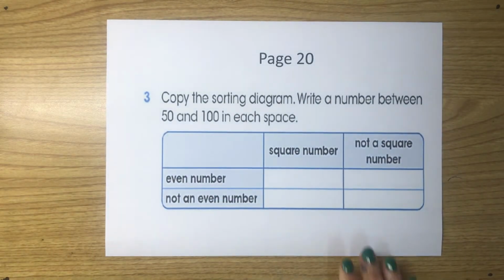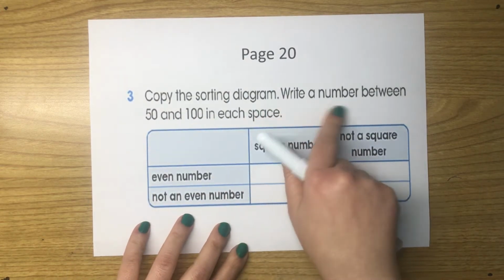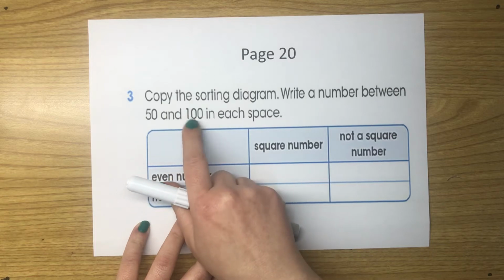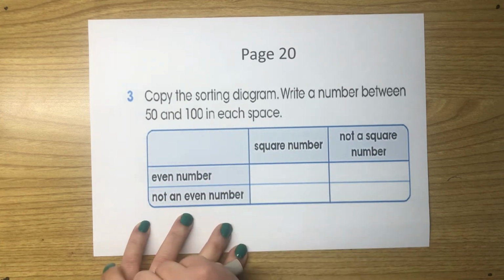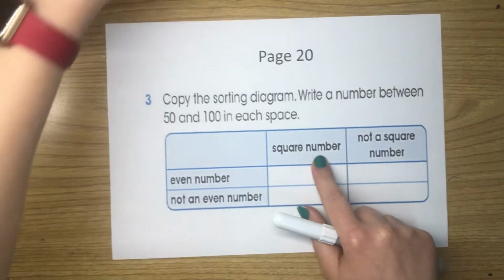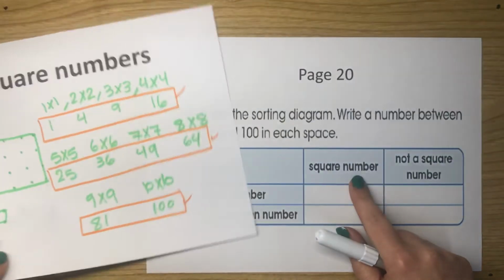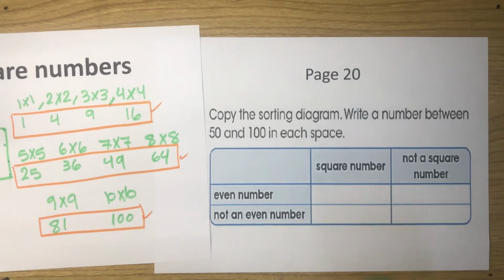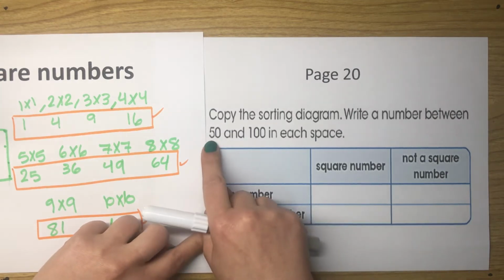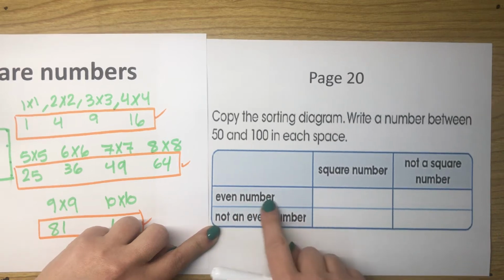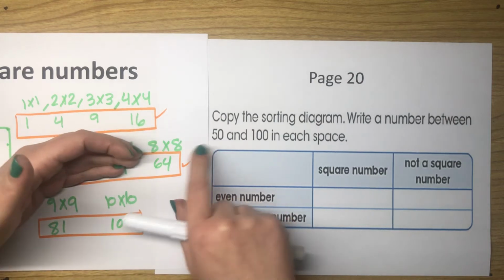Okay, the next question, question number 3, page number 20. Copy the sorting diagram, write a number between 50 and 100. So the numbers must be between 50 and 100 in each space. And since there are square numbers, I'm going to use my list of square numbers again. I'm going to put it right here. Now, I need a square number that's more than 50, less than 100, and it's even. So I'm going to go above 50, so I'm not going to use 49. I'm going to do 4 above.